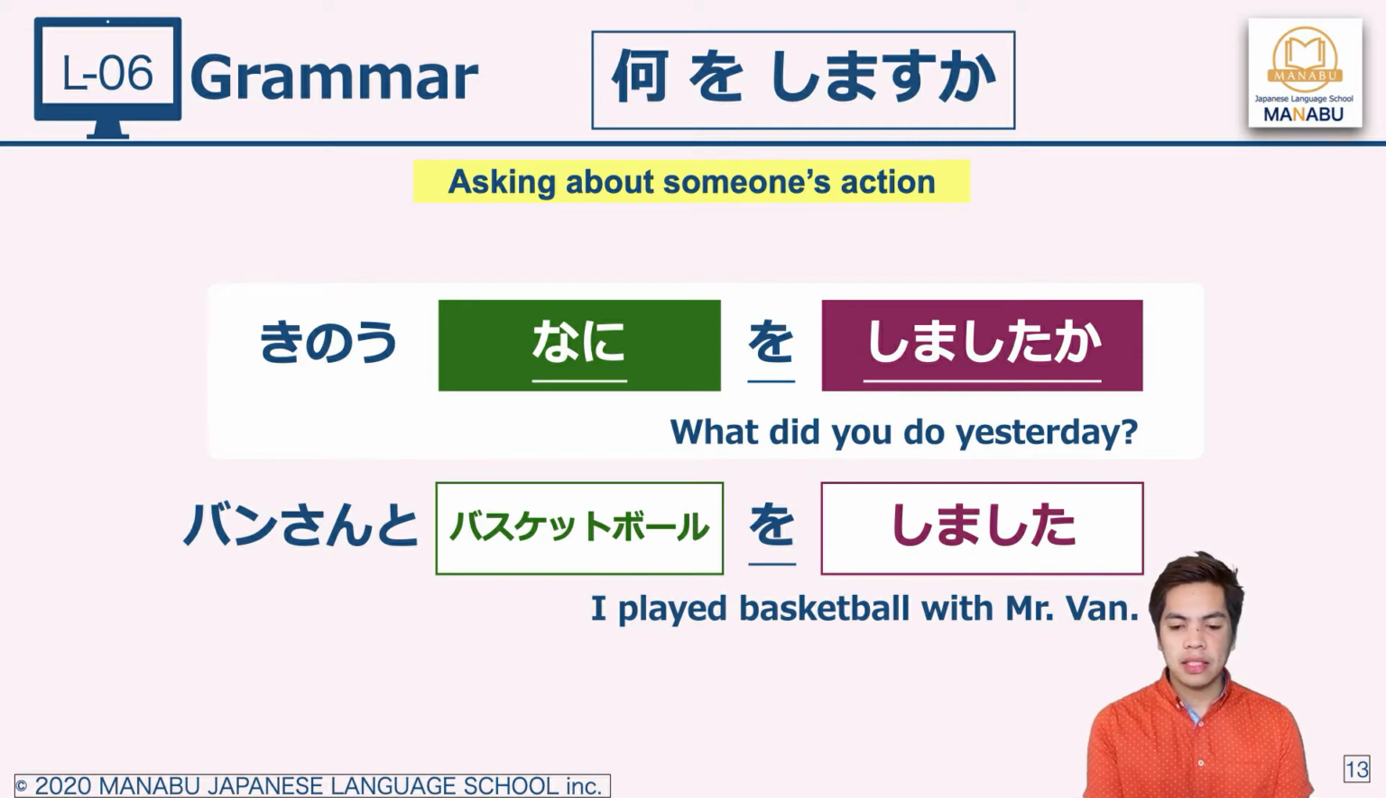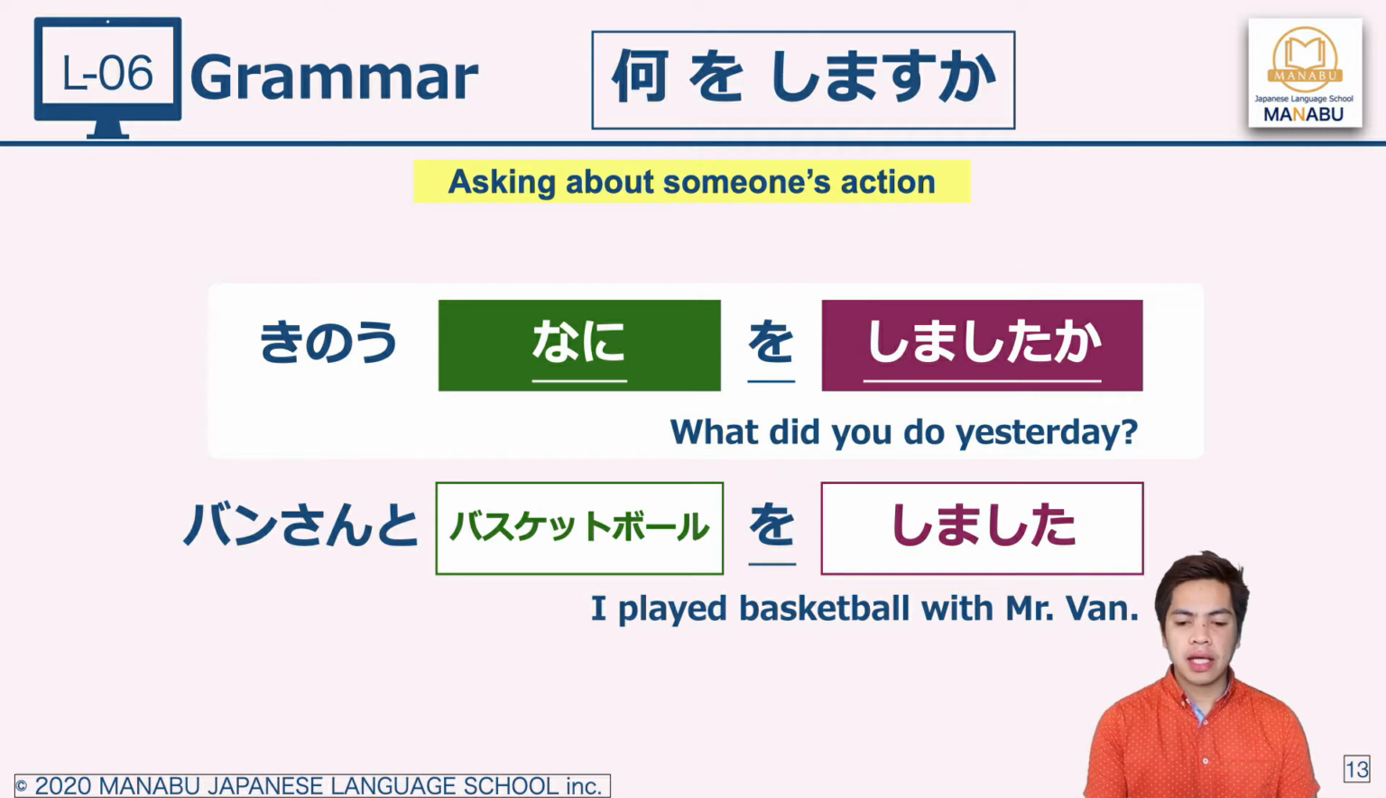So what did you do? Nani o shimashita ka? Yesterday, kino. For example, yesterday you played basketball. So basketball o shimashita. Then you can insert bansang to if you played basketball with Mr. Van. So bansang to, basketball o shimashita.